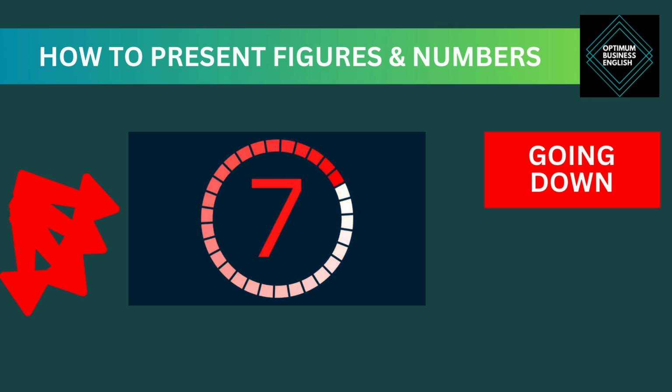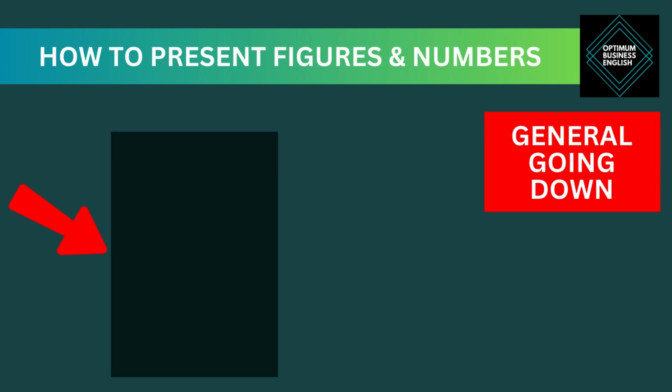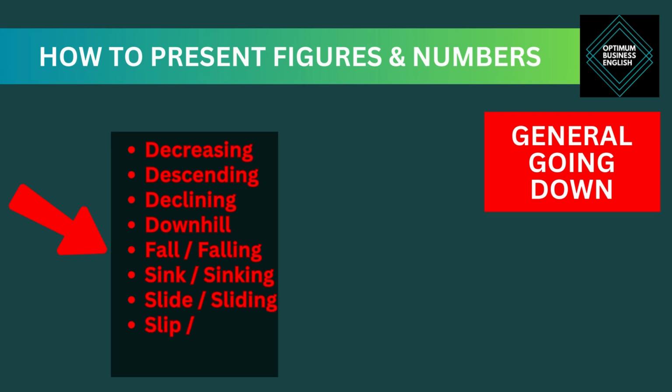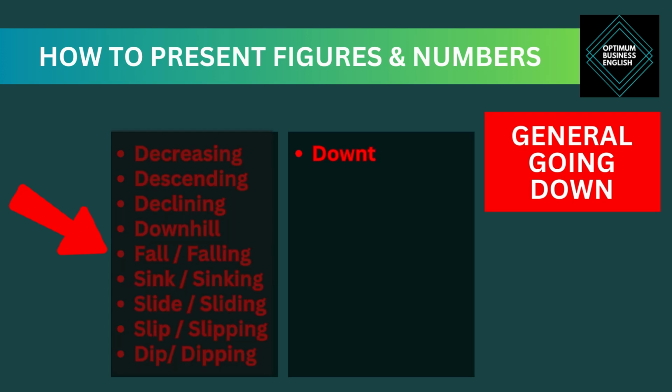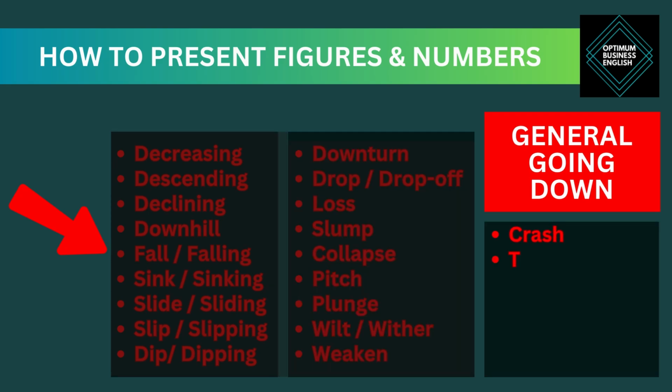Then, if you see negativity or where the numbers are going downwards, you can use general words such as decreasing, descending, declining, downhill, falling or fall, sinking or sink, sliding or slide, slipping or slip, dipping or dip. Others could be downturn, drop or drop off, loss, slump, collapse, pitch, plunge, wilt or wither, and weaken. And crash, tumble, downcast, lower, downtick, or retreat.